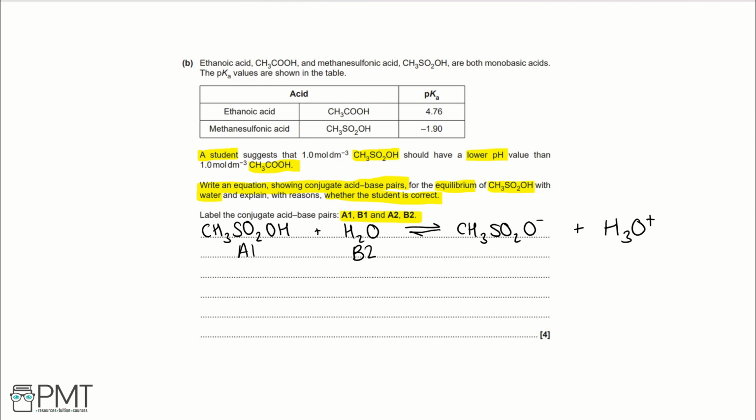So a base is a proton acceptor. And then if we do the conjugate acid-base pairs, we have B1 and A2. So that's the first part of the question completed.